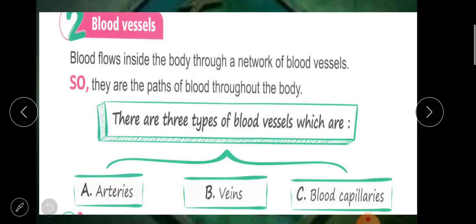Look, the blood vessels, we said that the blood flows inside the body through a network of blood vessels. So they are the path of blood throughout the body. So, as I told you before, the blood vessels are like small tubes where the blood will move inside. We have 3 types of these blood vessels, which are arteries, veins, and blood capillaries. Again, we have 3 types of blood vessels, which are what? Arteries, veins, and blood capillaries.